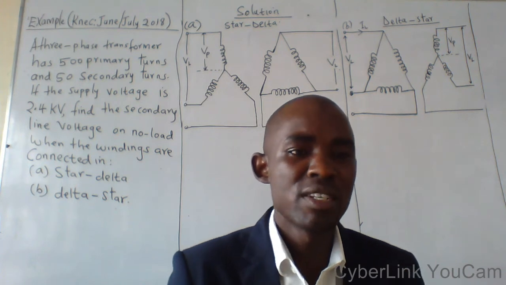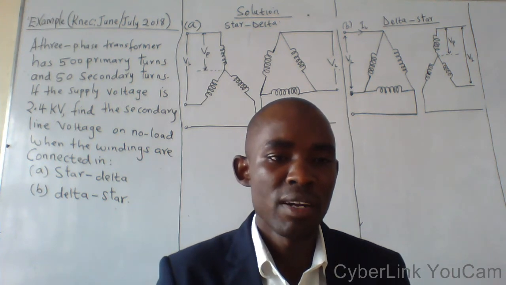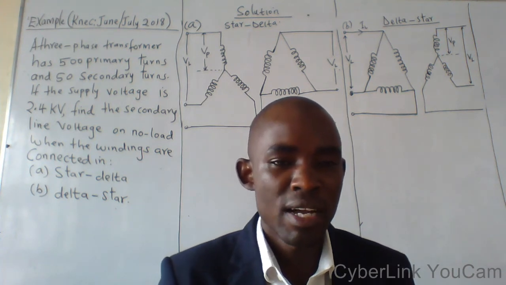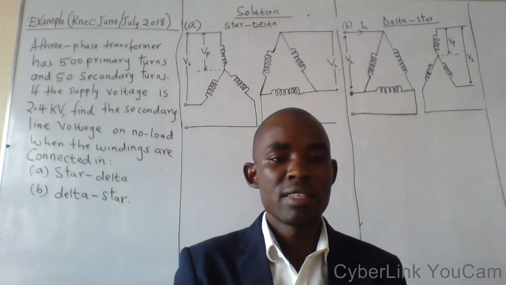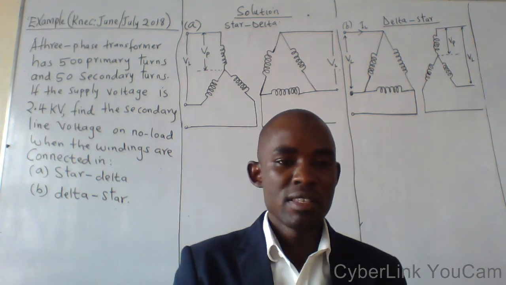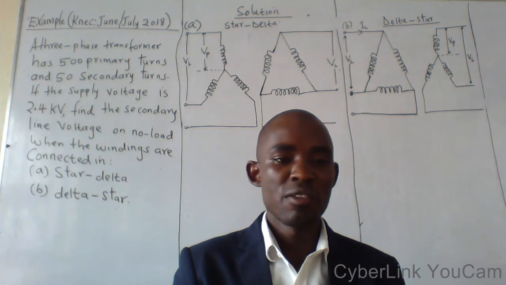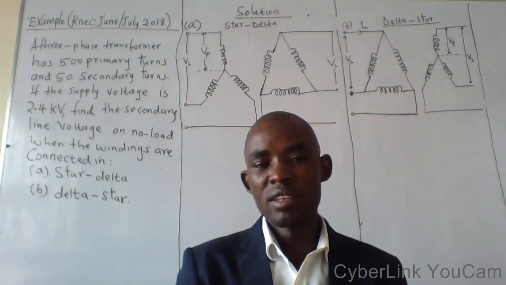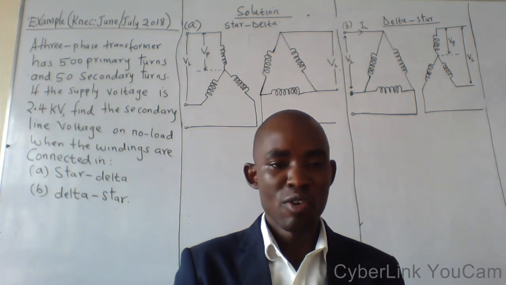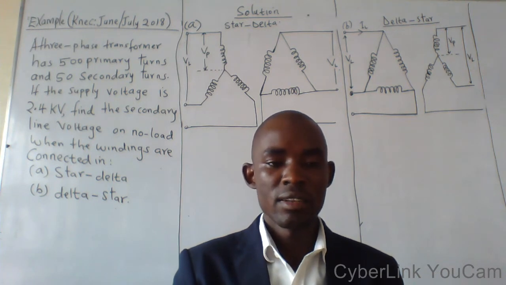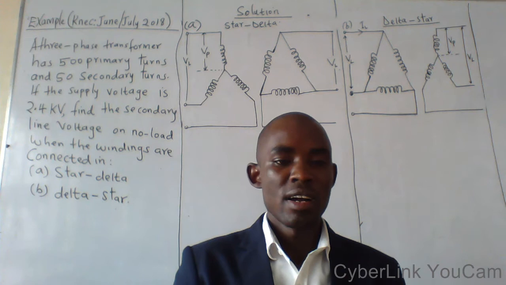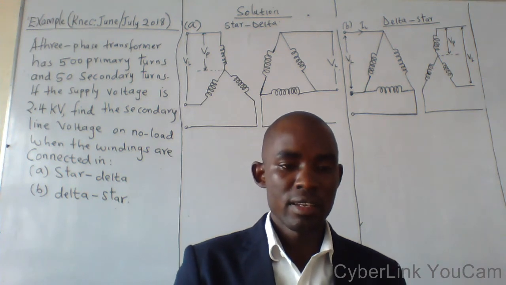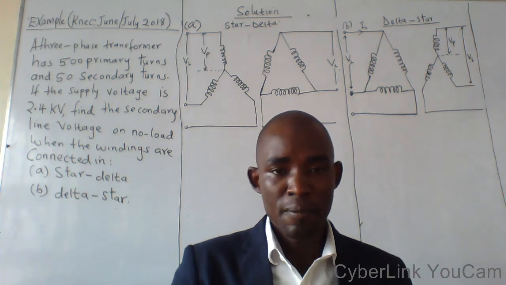So the question reads: a three-phase transformer has 500 primary turns and 50 secondary turns. If the supply voltage is 2.4 kV, find the secondary line voltage on no load when the windings are connected in, first case, star-delta and second case, delta-star.